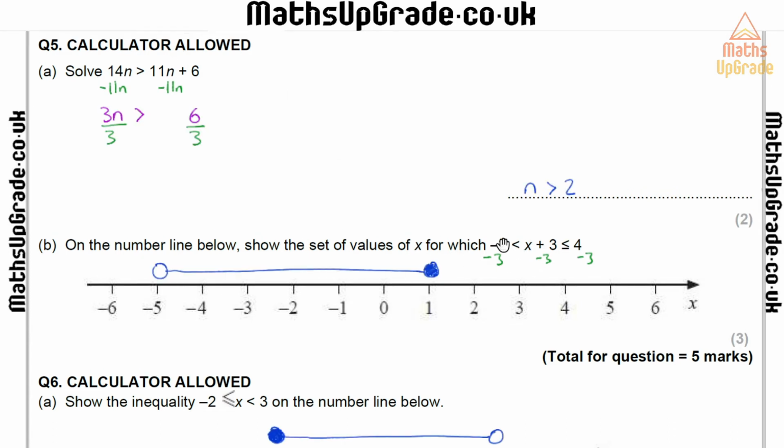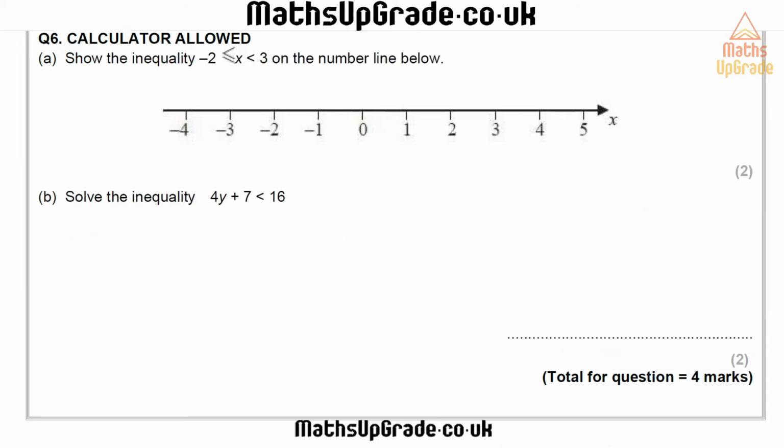So that leaves me -5, which is here, and 1, which is here. It's not equal to -5, so this is a hollow circle, but it could be equal to 1, so this is a solid circle, and a line between them to show it could be any one of these values, and that's 5 marks.